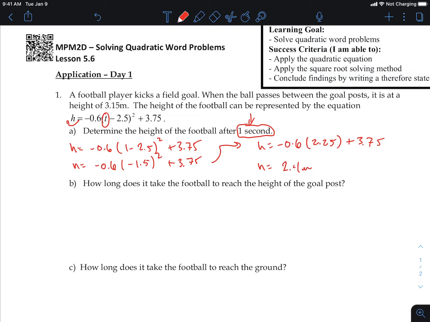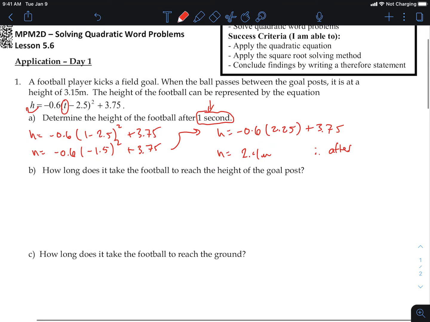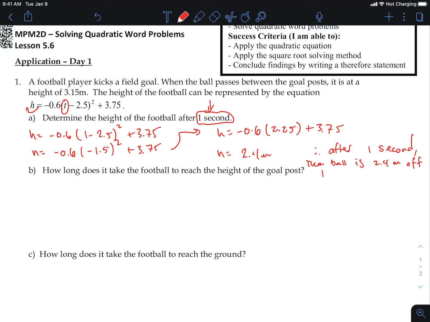All right, so that means, therefore, after, I didn't leave you a lot of room here, I'll leave you more room on the test, but after 1 second, the ball is 2.4 meters off the ground. Any major issues so far? That's not a bad question.